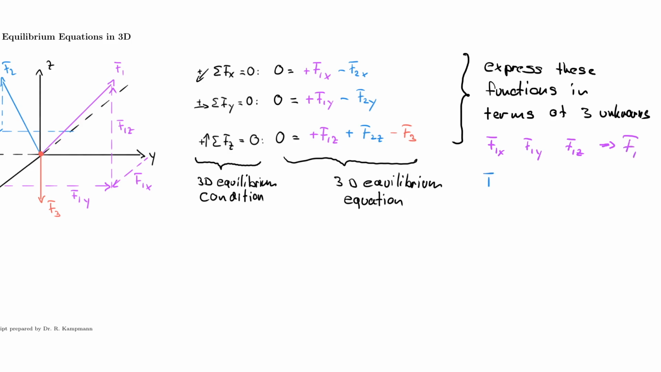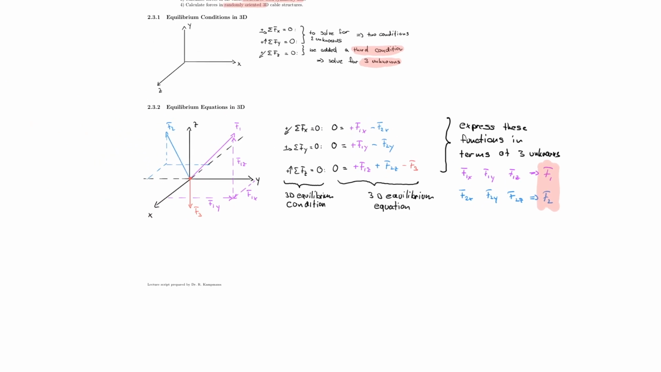Likewise, F2x, F2y, and F2z are expressed through F2. So these are the important ones. Let's highlight them. So this is what you really have to plug into your equation ultimately. But again, that is best shown in an example.